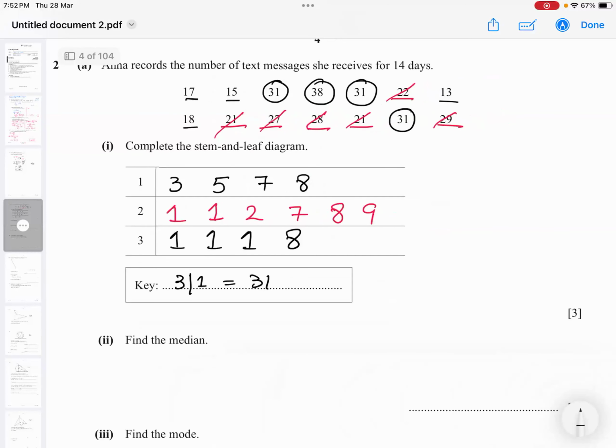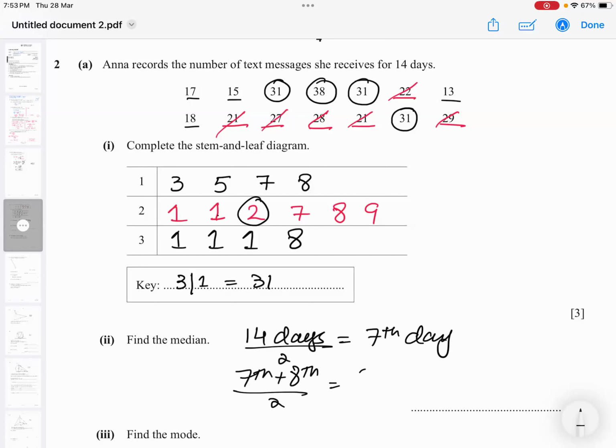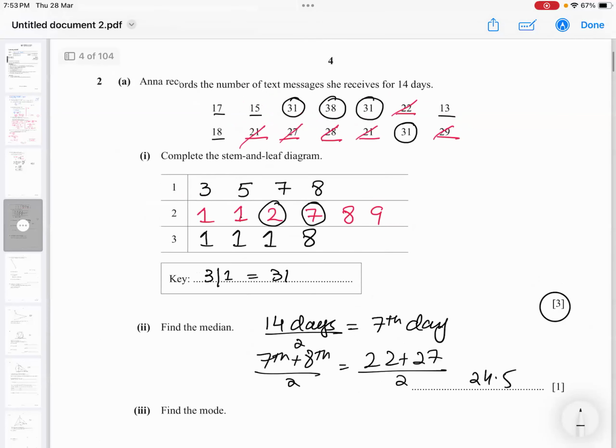Median is the middle value. There are 14 days. 14 divided by 2 is the 7th day. So write 7th plus 8th divided by 2. The 7th value is 22, the 8th value is 27, divided by 2. 22 plus 27 is 49. 49 divided by 2 is 24.5. 24.5 is the median. 3 marks for completing the stem and leaf and 1 mark for writing the median.